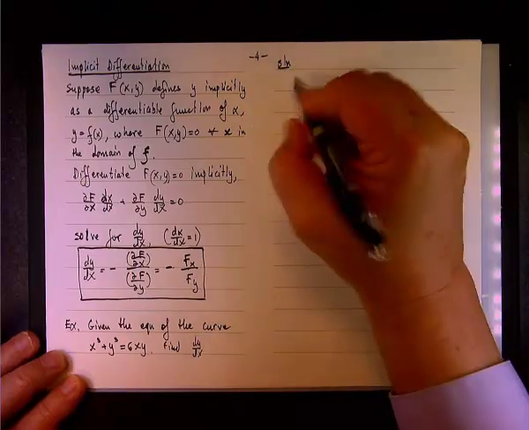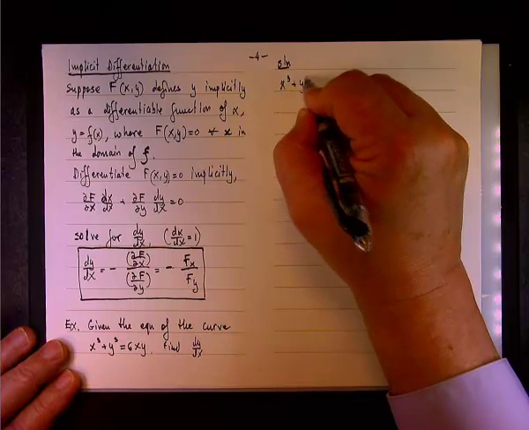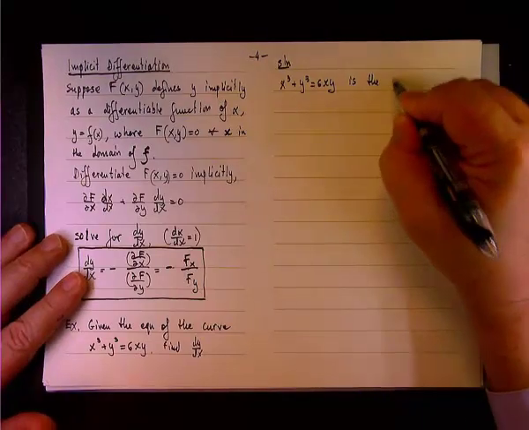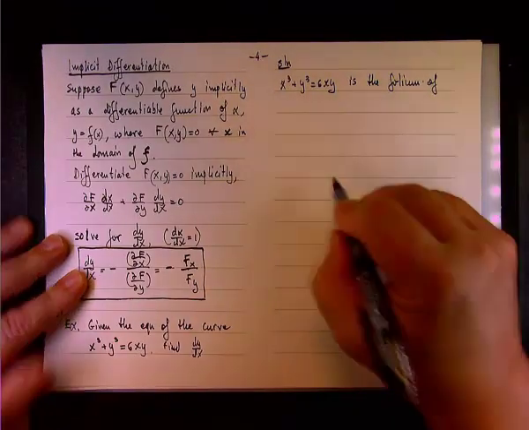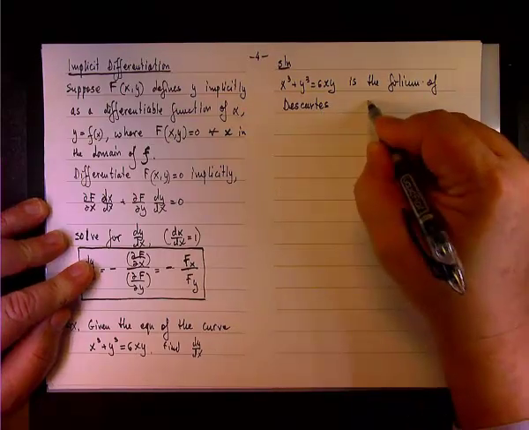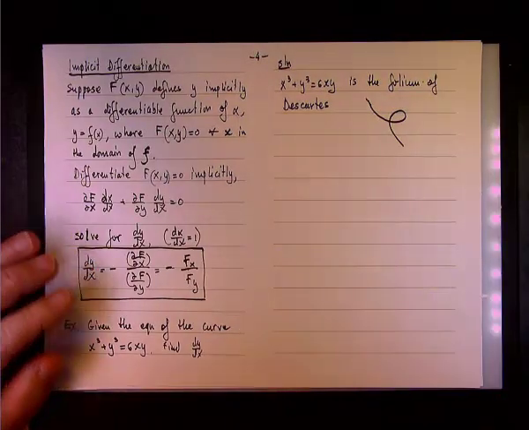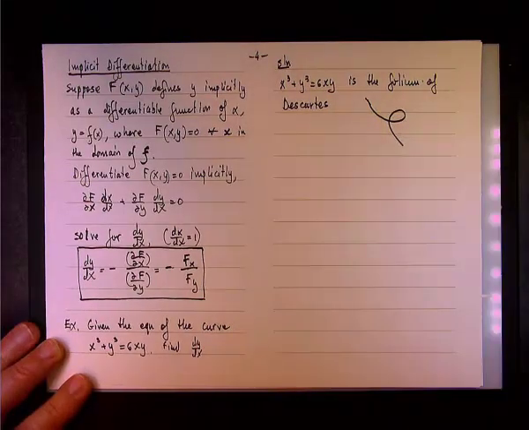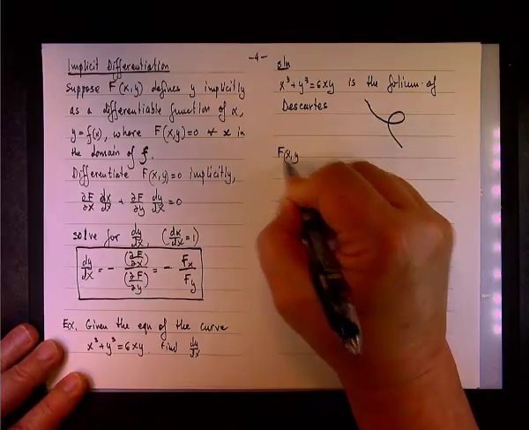Anyway, what we need to do is find dy dx. So let's go to the solution. x cubed plus y cubed equals 6xy is the folium of Descartes, just for the record. Folium is leaf in Latin, and it looks like this. If you recall, it looks like that, and we want to find the derivative for this.